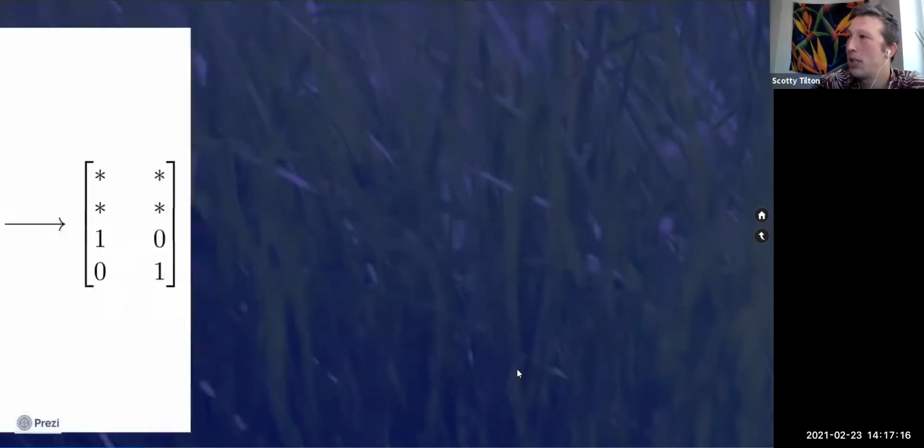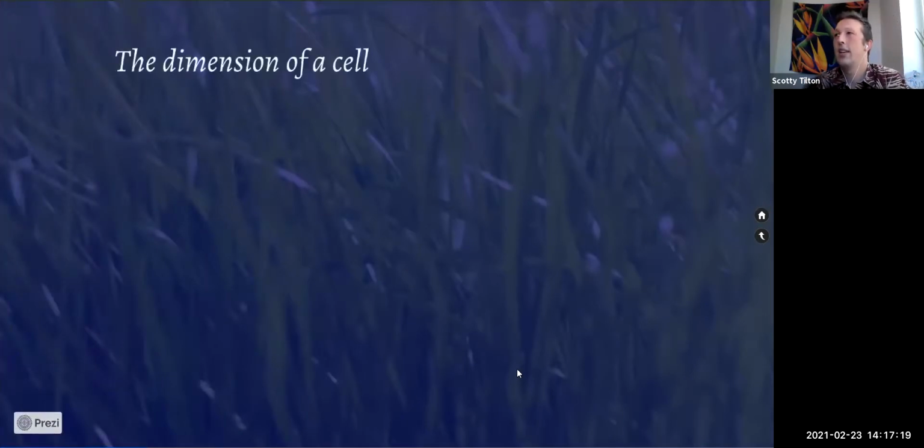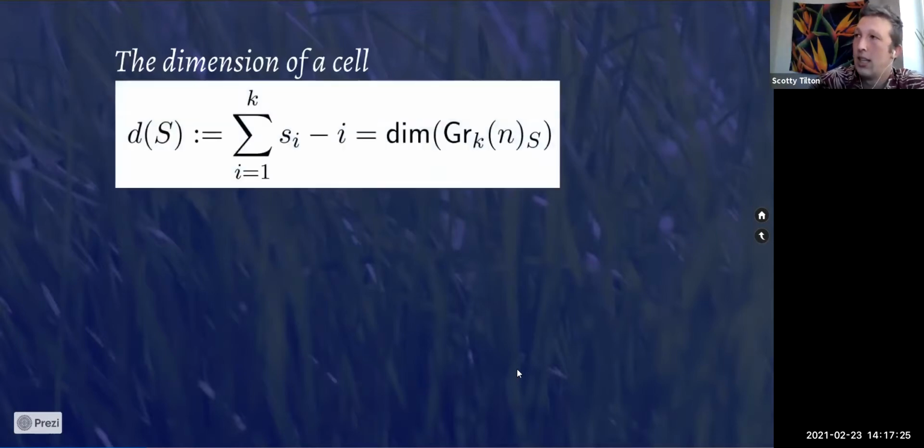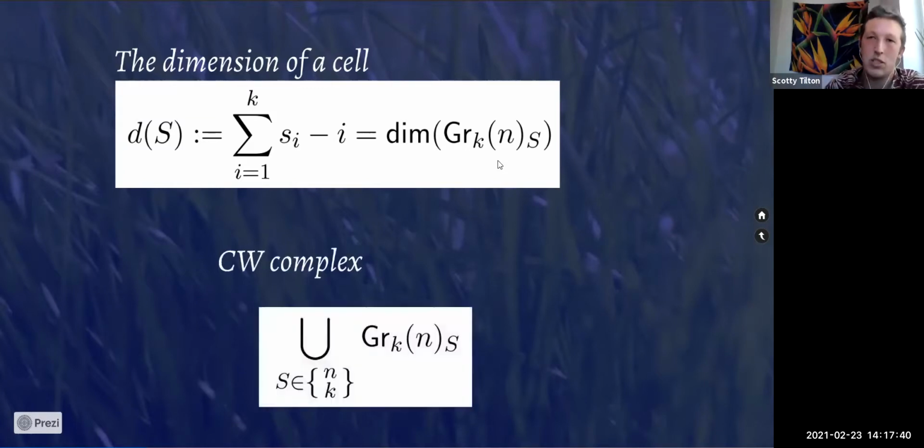So then maybe a little bit more explicitly, if I just give you some subset S in n choose k, the dimension of that S is what we say to be the sum of S_i minus i. And that is also equal to the dimension of that S cell in the CW structure. So now the CW structure is just given by the union of all of these Gr_{k,n} sub S's. And that gives us our Grassmannian. So now we have some CW structure on it.